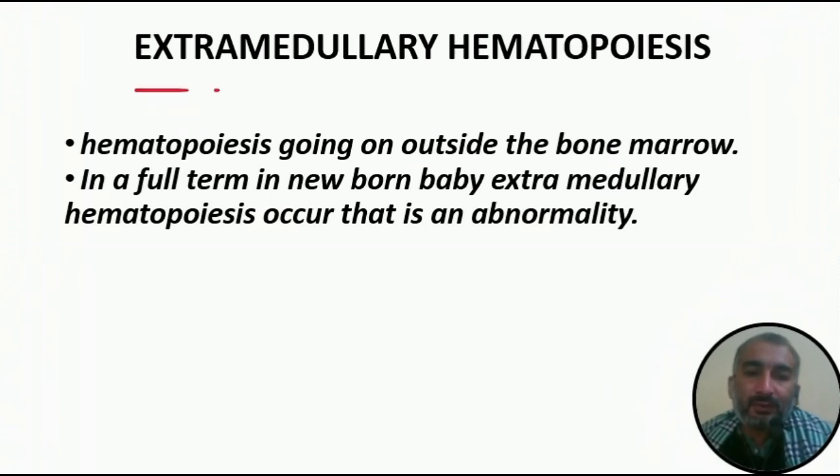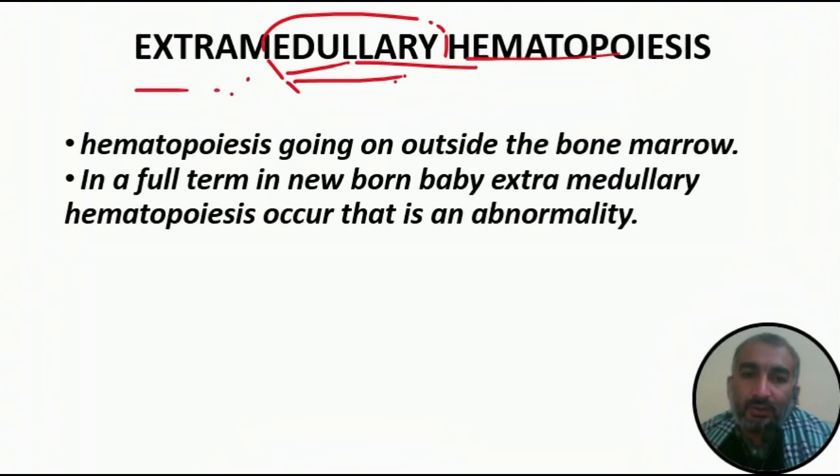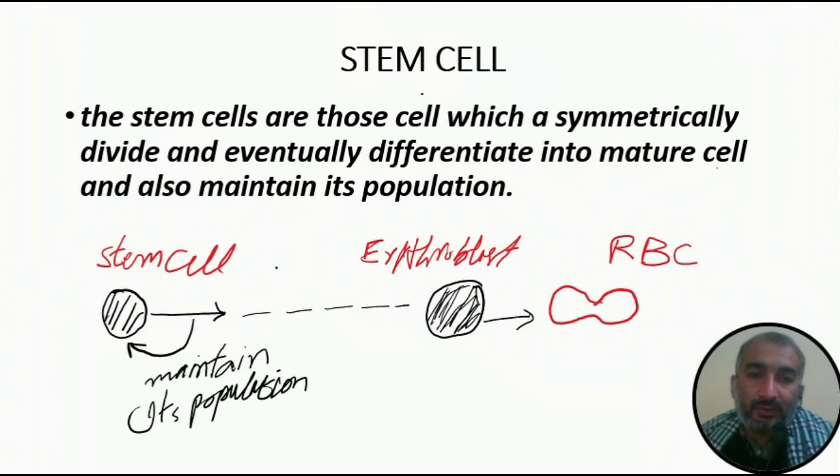The first term is, what is extramedullary hematopoiesis? We know that bone has a medulla. If hematopoiesis is occurring in the medulla of the bone, that is called intramedullary hematopoiesis. But extramedullary hematopoiesis is hematopoiesis occurring outside the medulla. In a full term newborn baby, if extramedullary hematopoiesis occurs, that is abnormal. So what we learn is that all hematopoiesis in the newborn occurs as intramedullary hematopoiesis.